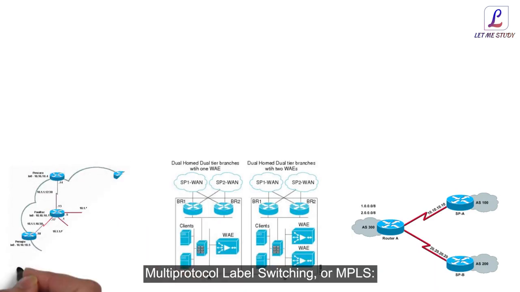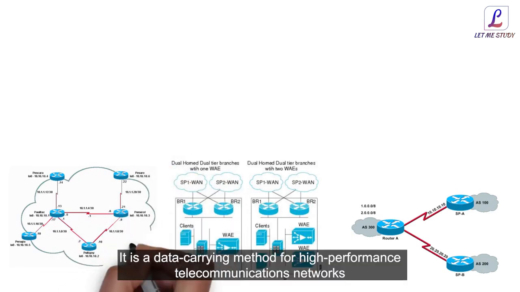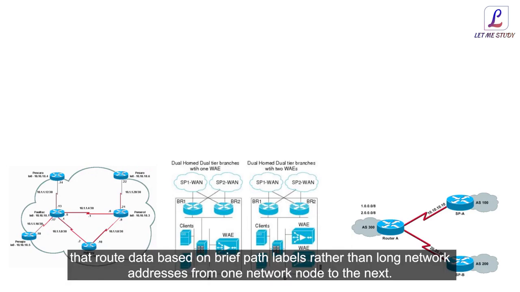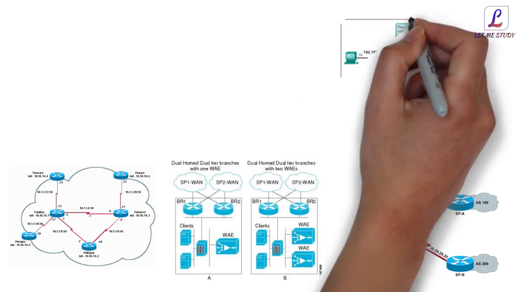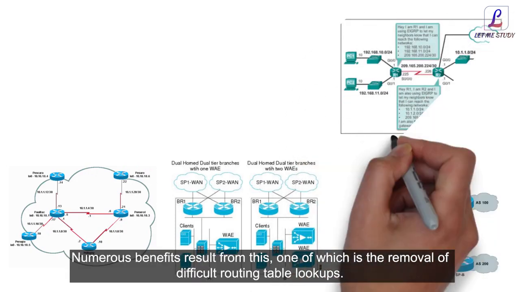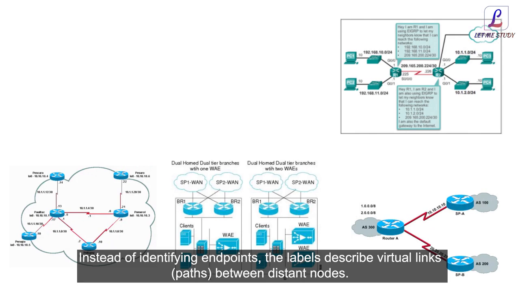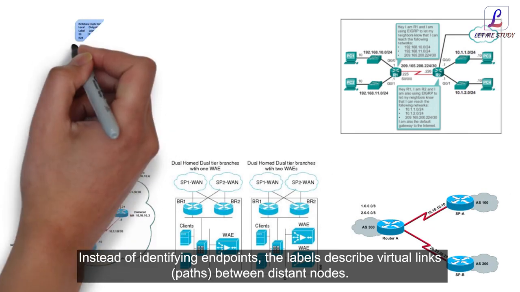Multi-protocol label switching, or MPLS. It is a data-carrying method for high-performance telecommunications networks that route data based on short path labels rather than long network addresses from one network node to the next. Numerous benefits result from this, one of which is the removal of difficult routing table lookups. Instead of identifying endpoints, the label describes virtual link paths between distant nodes.